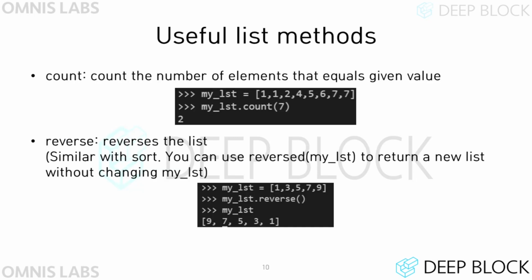The count method is a function that returns the number of elements in a list that have the same value as the value given as an argument. For example, the code mylist.count(7) returns the number of elements that are of value 7 in the list mylist.